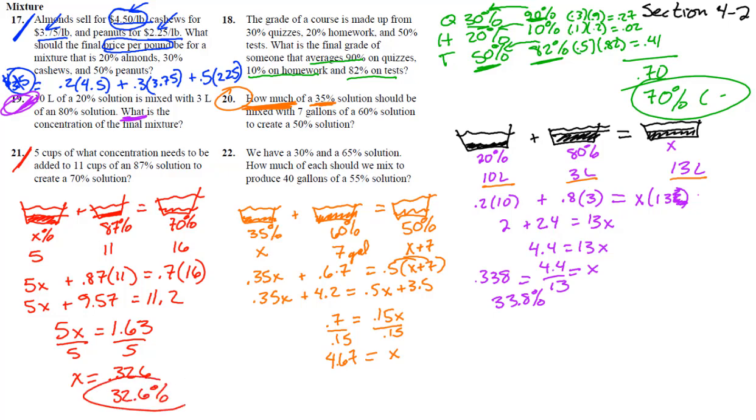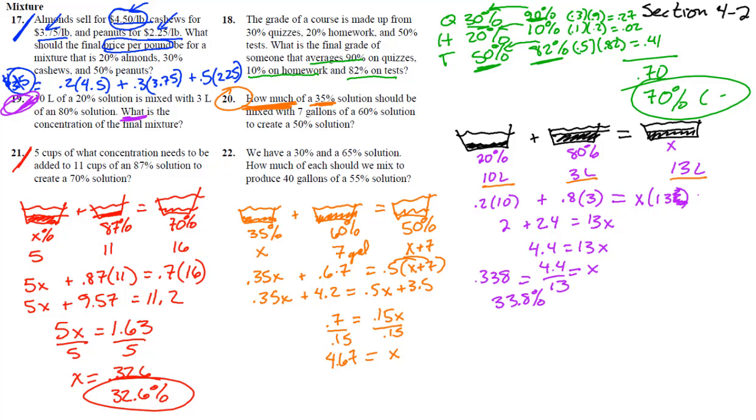And notice what kind of a question we just answered here. If you have 11 cups of 87% solution, you want to dilute it down with exactly 5 cups, so you get 16 cups of exactly this, then you'll have to have this concentration to dilute this guy down to 70%.